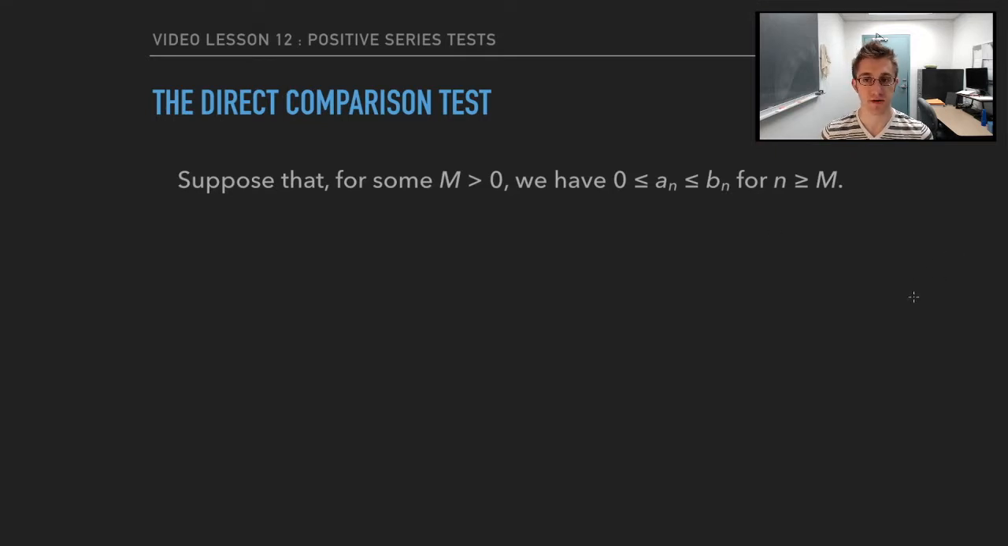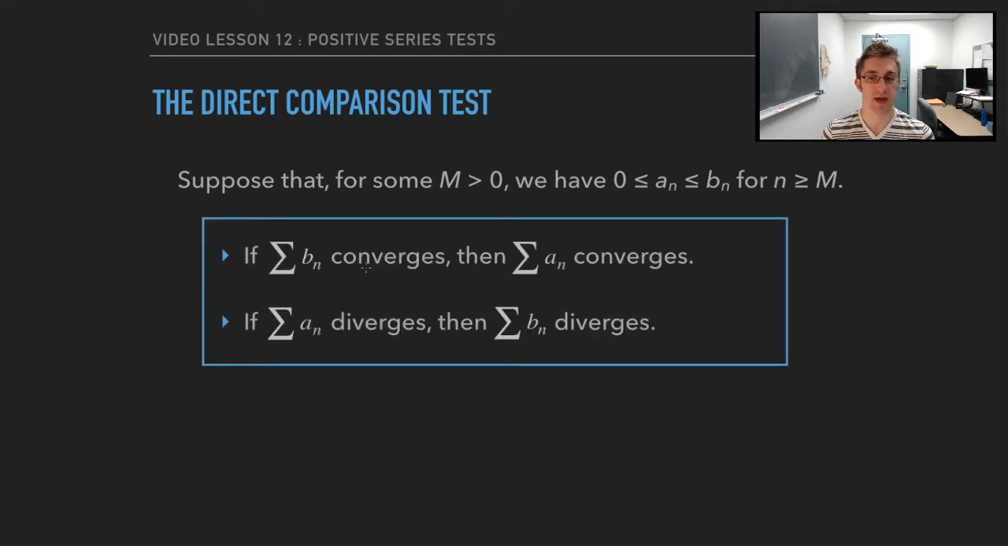And just like in the integral test, I get the following. If the larger series converges, then the smaller series converges. So being smaller than a convergent series means you converge. And if the smaller series diverges, then the larger series diverges, meaning being larger than a divergent series means you diverge.